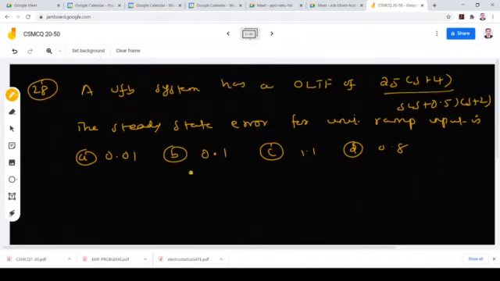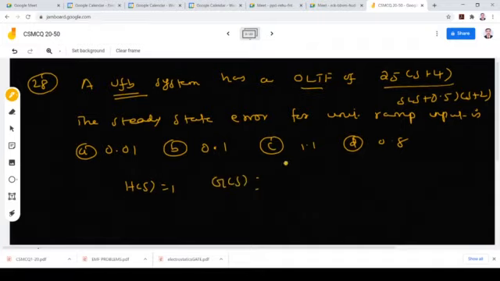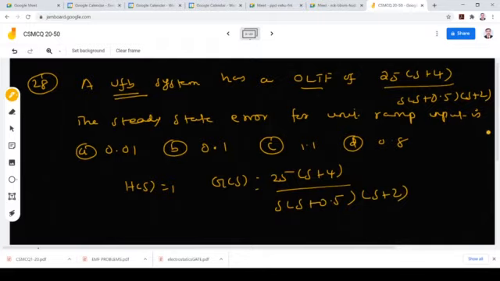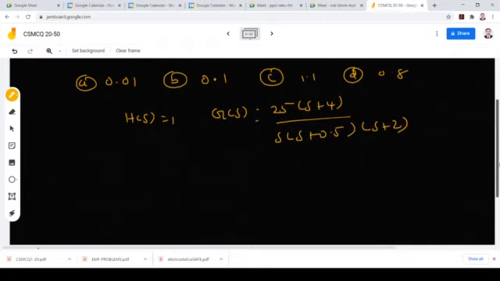Next question is, a unity feedback system has an open loop transfer function. Again, unity feedback system, so H(s) is equal to 1. Open loop transfer function G(s) is given by 25 into (s plus 4) divided by s into (s plus 0.5) into (s plus 2). What is the steady state error for ramp input?